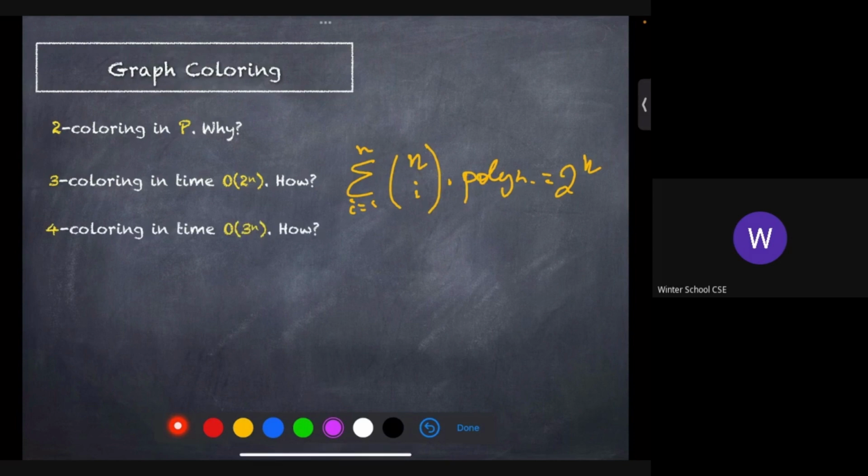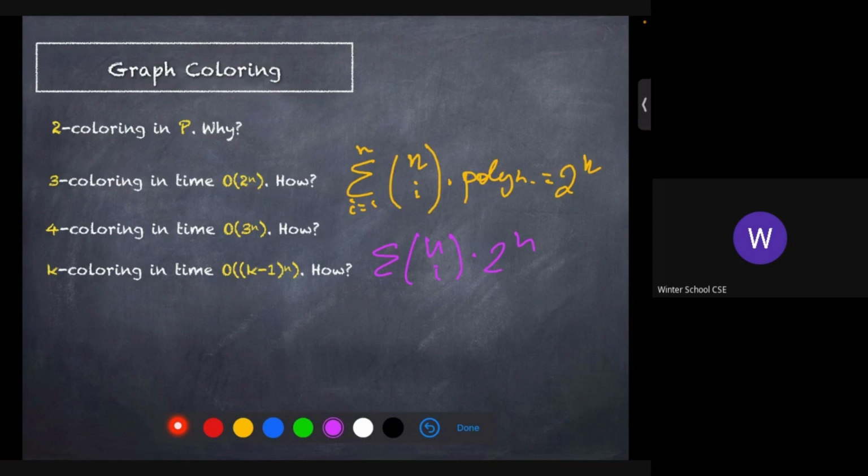Okay, 4 coloring in 3 to the n, right? Now you got the thing. So 4 coloring in 3 to the n is now easy. Again, I guess independent sets, and then I use the 3 coloring algorithm. So k coloring with the same type of arguments should be possible to do in k minus 1 to the n, right? But can we do k coloring in time 3 to the n for any number k? That's the question, which seems to be more interesting.